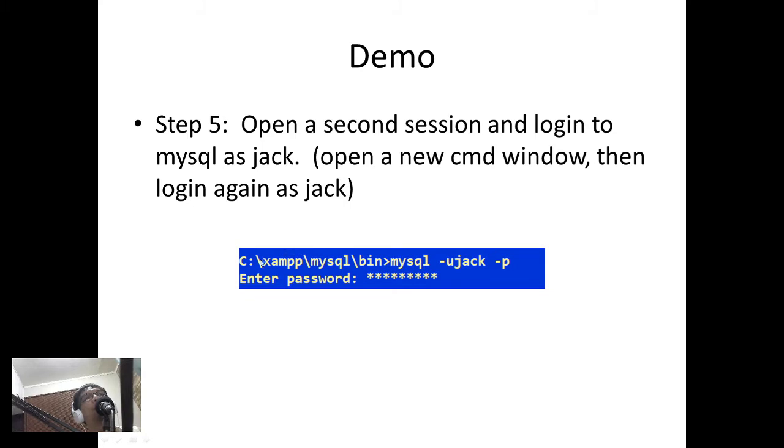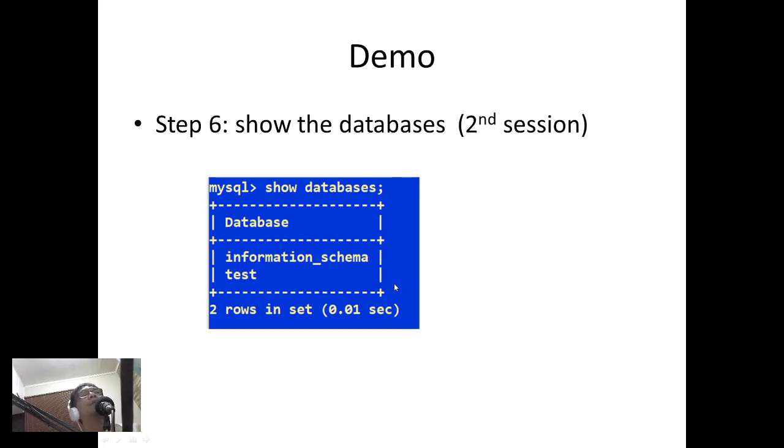Once you open another command window, just type mysql -u jack -p, and this will prompt us for the password. Our password was the word password, so just type password to log in as Jack. This is the second session, the Jack session. Try to type SHOW DATABASES. You'll notice that we don't have any database yet except for the default databases, the test database and the information schema.